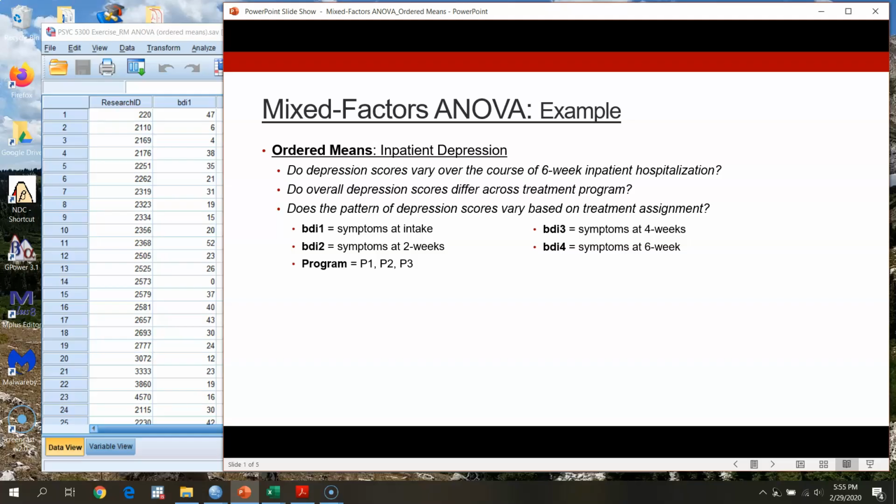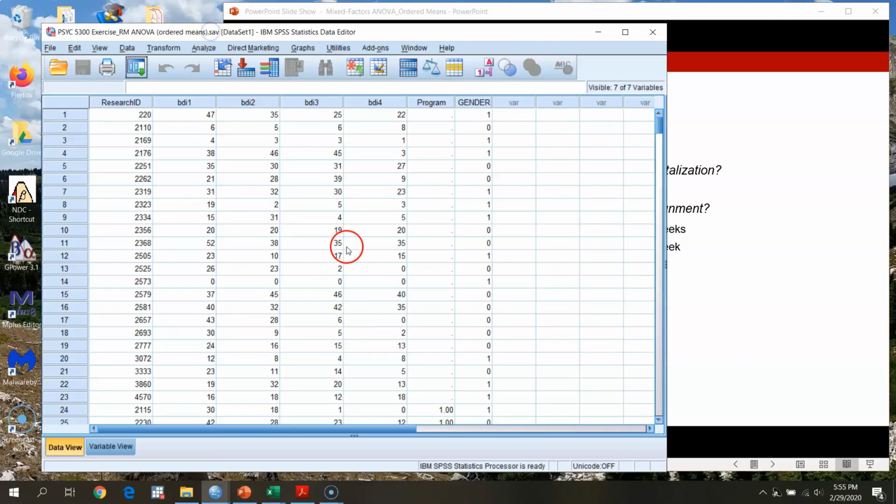analysis. And then finally, does the pattern of depression scores over assessment differ based on what treatment or what program patients are getting? All right, so we're going to be working with our ordered means data set here.